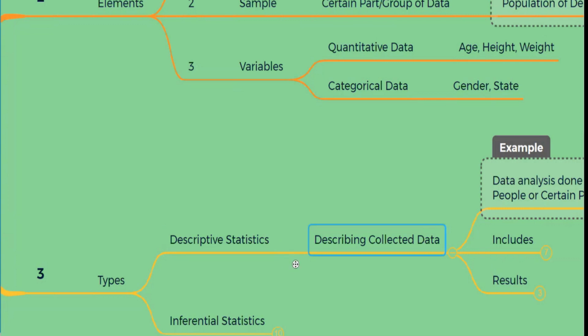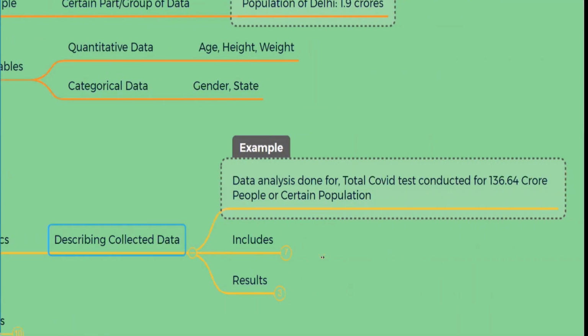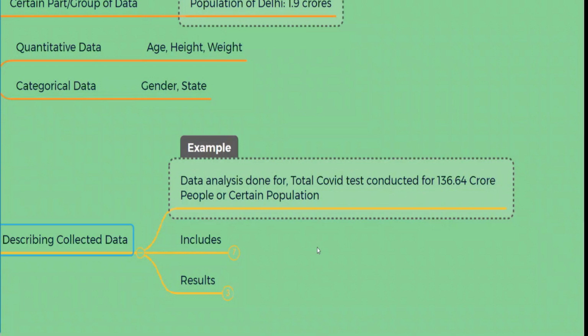To understand it better, we have taken one example here. In this example, we have taken COVID test cases. For our assumption, we are conducting the test for the whole population. The 136.64 crore population means for each and every person we have conducted that test, and then we are going to do some analysis with that data. To collect this data, what all will be included?